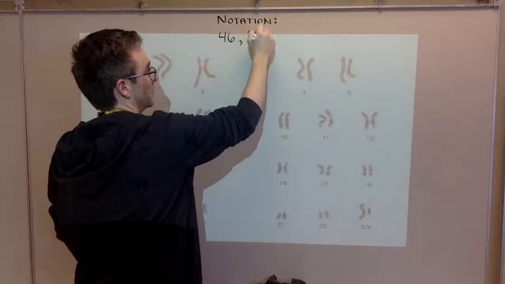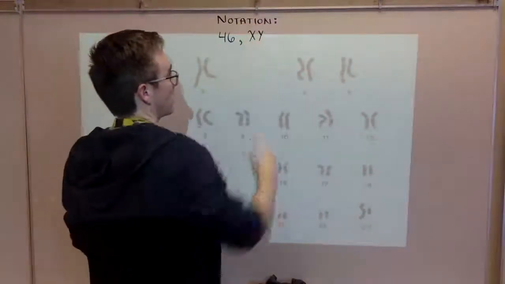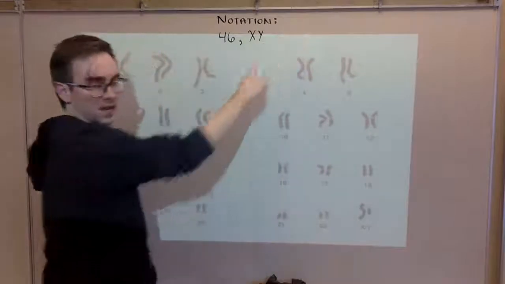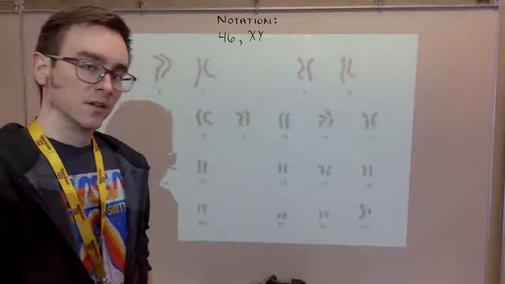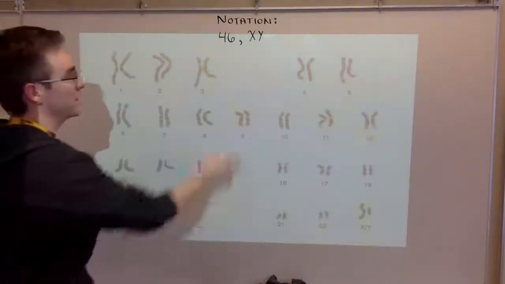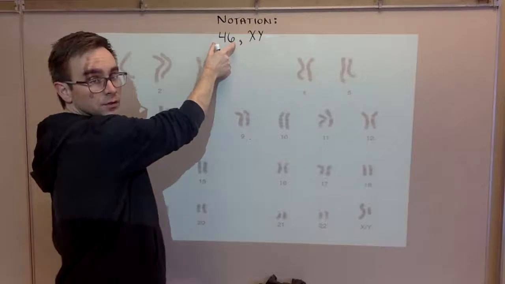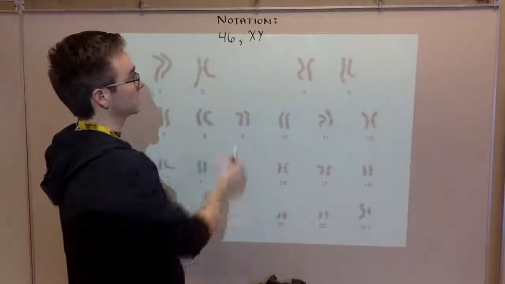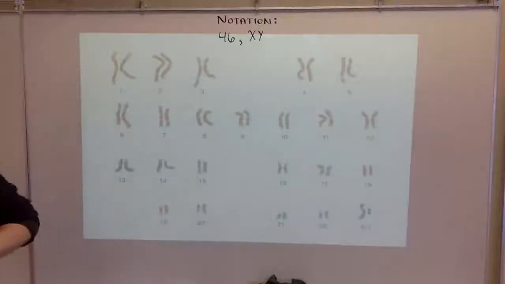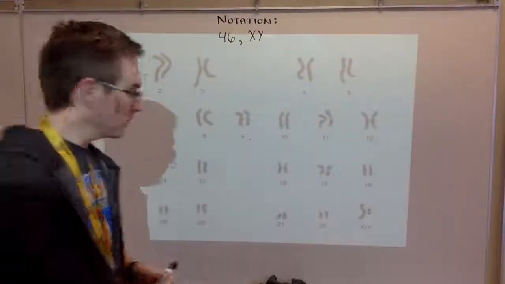In this case here, I have 46 chromosomes, XY, and then there's another one here when we have a mistake, when we have nondisjunction, which we'll talk about in a moment. But that's the normal notation. This is kind of the healthy. So we have the number of chromosomes and the sex chromosomes. In this case, this person has 46 chromosomes, and they have an XY, so they are male.